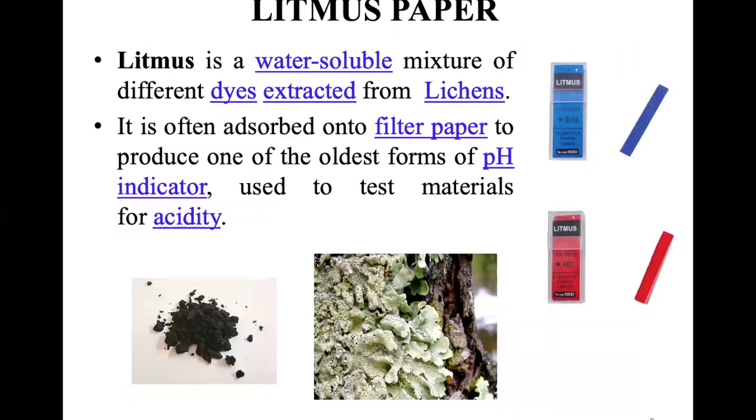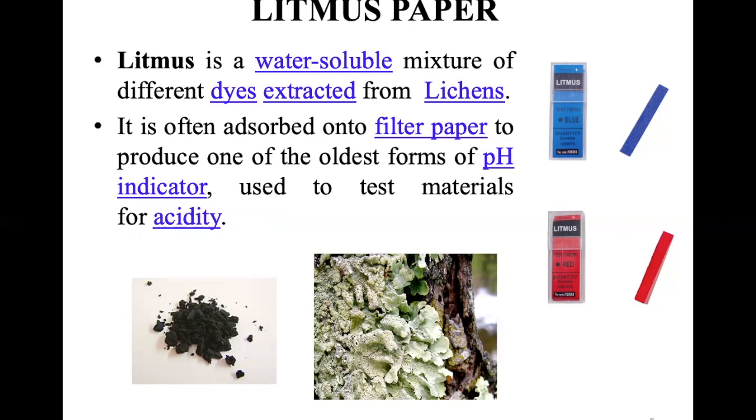Now let us study what is litmus. Remember, here I am talking about only litmus and not the litmus paper. So litmus is a natural dye and it is obtained from lichens. You can see over lichens, it is a thallophyte group. And when it is dried, it will turn into blue. And that is how we get litmus.